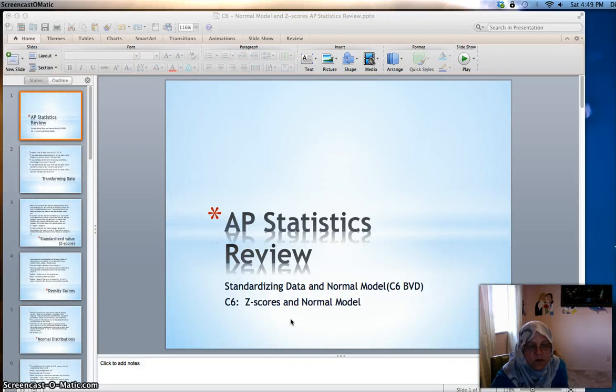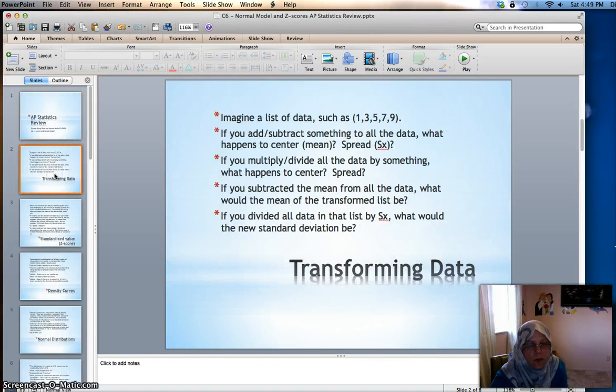All right, today we're reviewing Chapter 6 on z-scores and the normal model. First thing we talked about in Chapter 6 is transforming data. So imagine you have a list of numbers, 1, 3, 5, 7, 9. What happens if you add or subtract something to the data? What happens to the center and spread of the distribution? Well, let's look at an example.